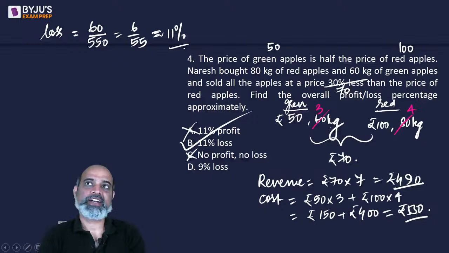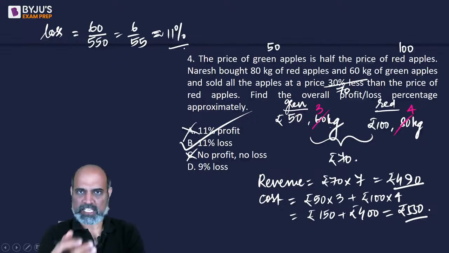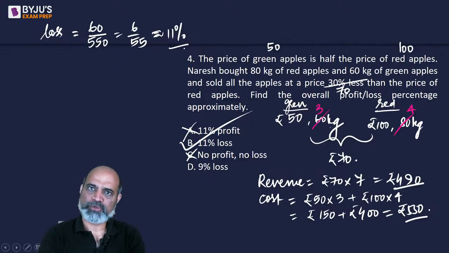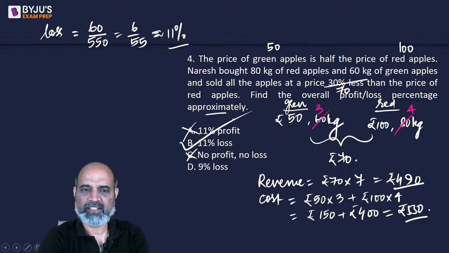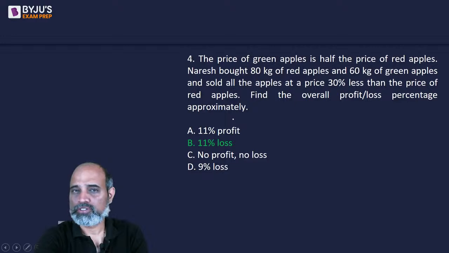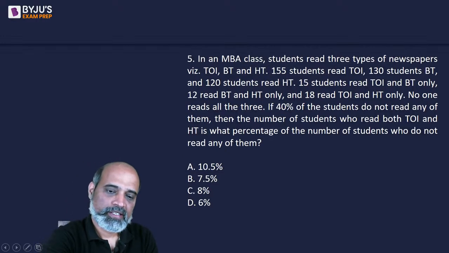5.5 by 55 would have been 10%. So 6 by 55 will be a little more than 10%. So 11%. Approximate it says, so we'll take that. So there is an 11% loss. Right? Okay, next.